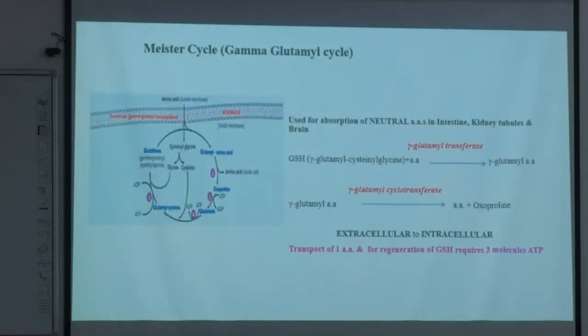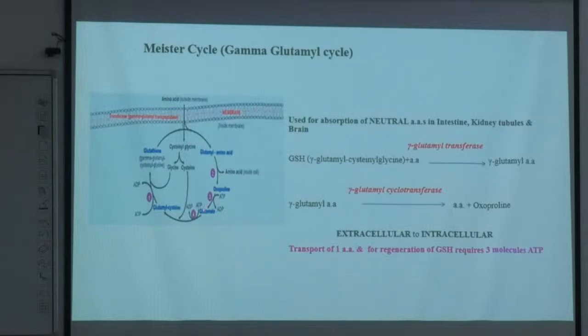And the Meister cycle, you just remember one, this might come as a short question. Don't get restless, in 5 minutes time maximum I'll close this topic. So the Meister cycle, the gamma glutamyl cycle: here the gamma glutamyl transferase enzyme is present, and that basically takes amino acid from outside to inside. That is one of the transport mechanisms.